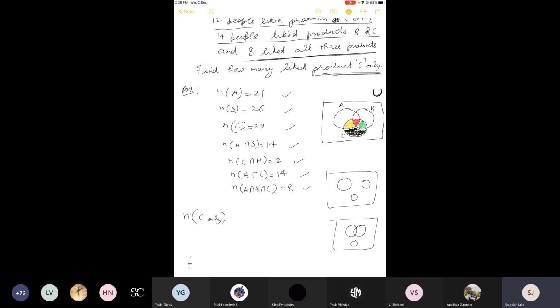This is the question. And which is this black portion? So if we consider this whole circle, which is set C, then from this portion, I have to subtract yellow, red and green one. Then only I will get N(C only). So I have written N(C). Now I have to subtract this yellow, red and green portion. Who will tell me how to represent the yellow portion? What is this?